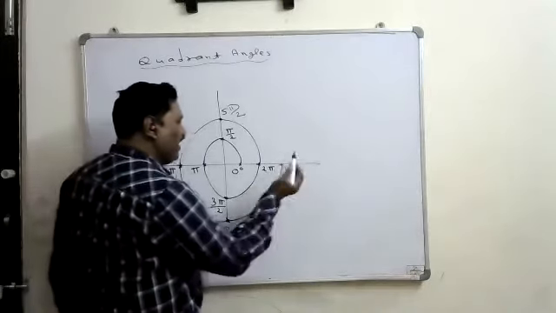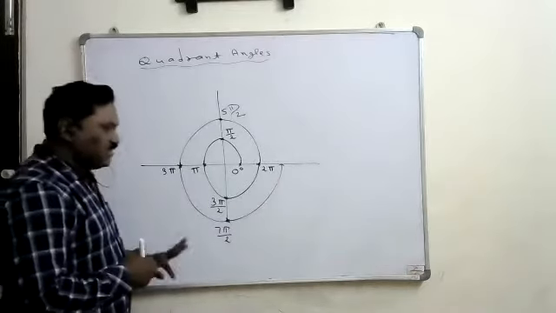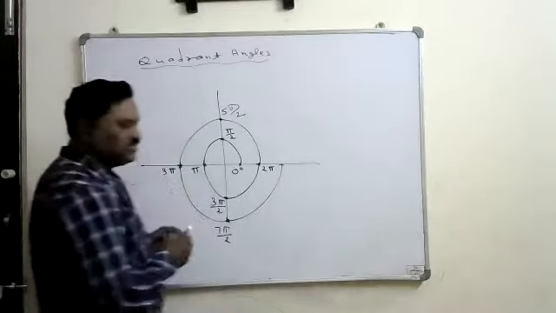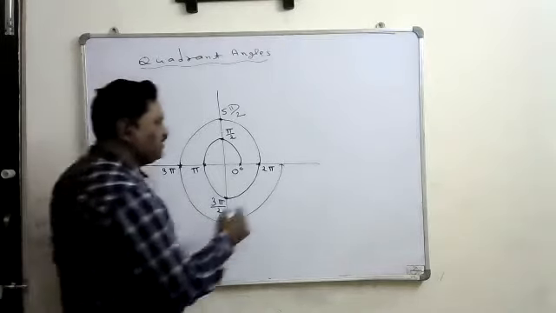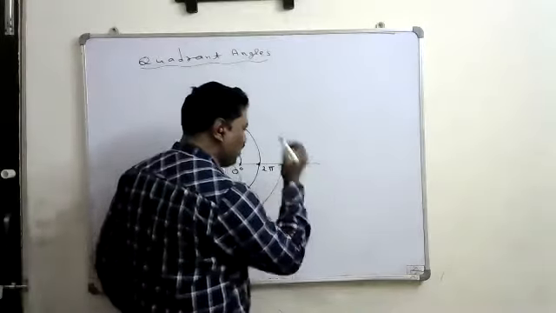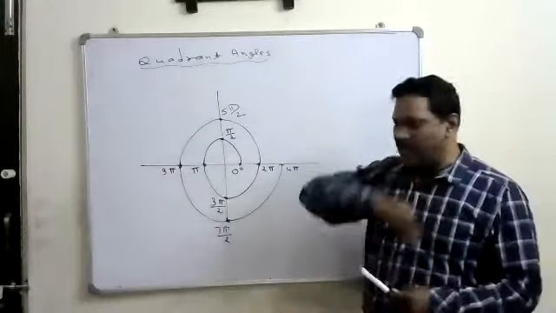If you add 90, 720. 720 means 4 into 180, where 180 is pi, means it is 4 pi. Like that, if you go on rotating it, we are going to get different angles.